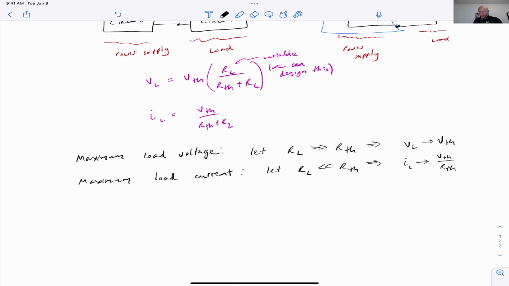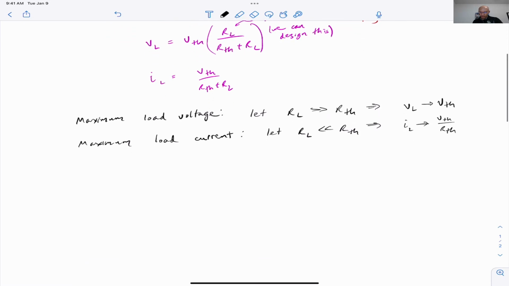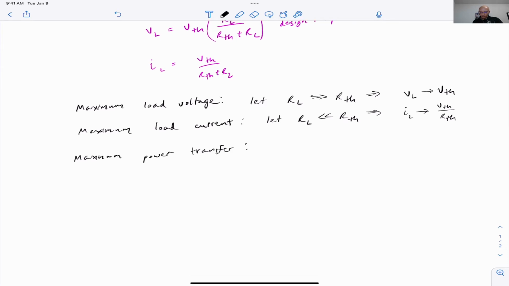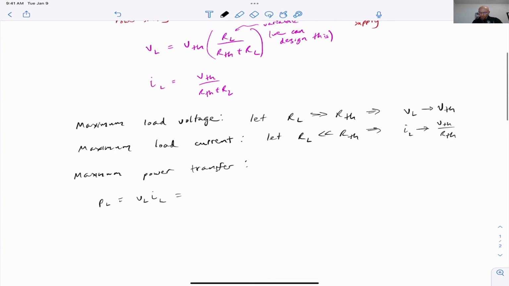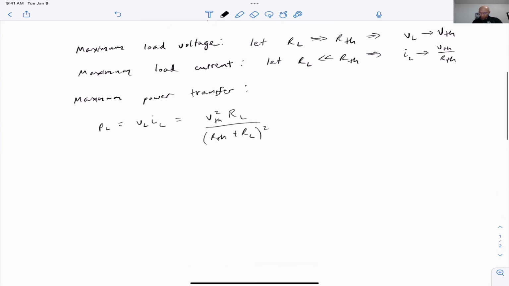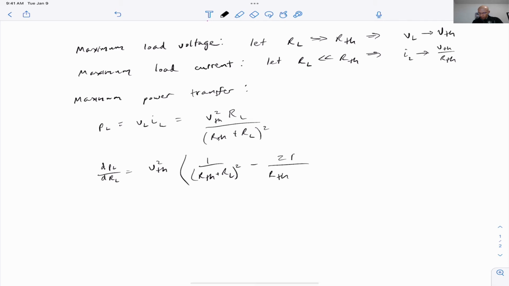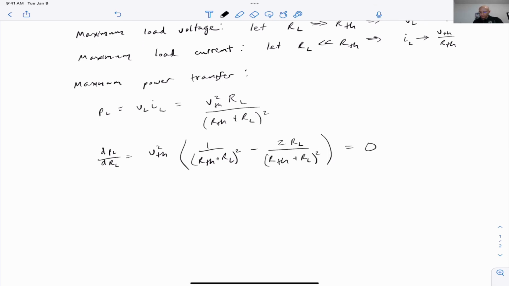If we want to maximize the power transferred, it's a little bit more complex, but it's not too bad. First, we'll write power in the load as IV. Using those expressions up above, we can write it like this. Now we take the derivative of the power with respect to RL, and we then set that equal to 0 to find the extremum. Setting that to 0 to solve for the extremum, we then have this.